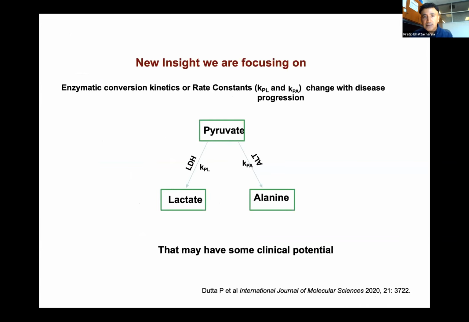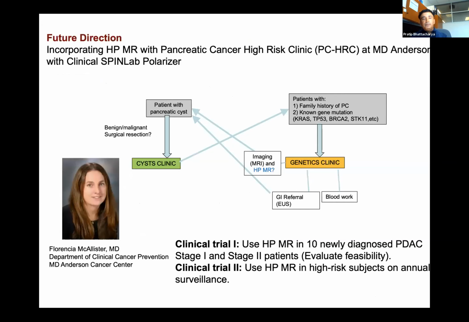So with Florenzia, next slide, please. This is Dr. Florenzia McAllister. She's the first one in the world to create something called a high-risk pancreatic cancer clinic at MD Anderson. What that means is patients who have a family history of pancreatic cancer or a known genetic mutation, who do not have cancer, come to MD Anderson Cancer Center, the biggest cancer center in the world, to get scanned. And we are now trying to do a clinical trial to see whether we can see the same metabolic changes in real time in these patients.